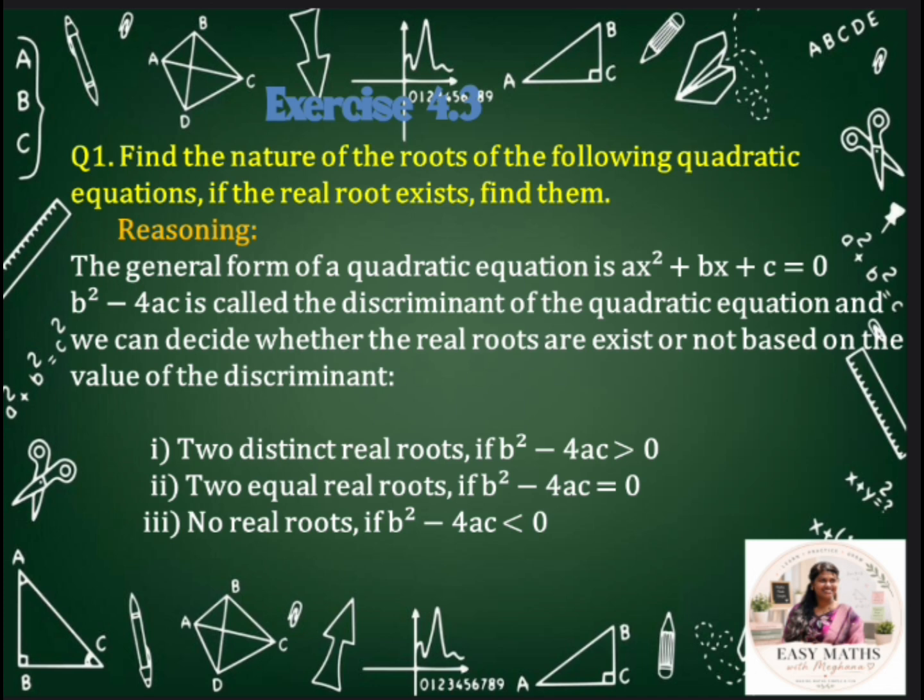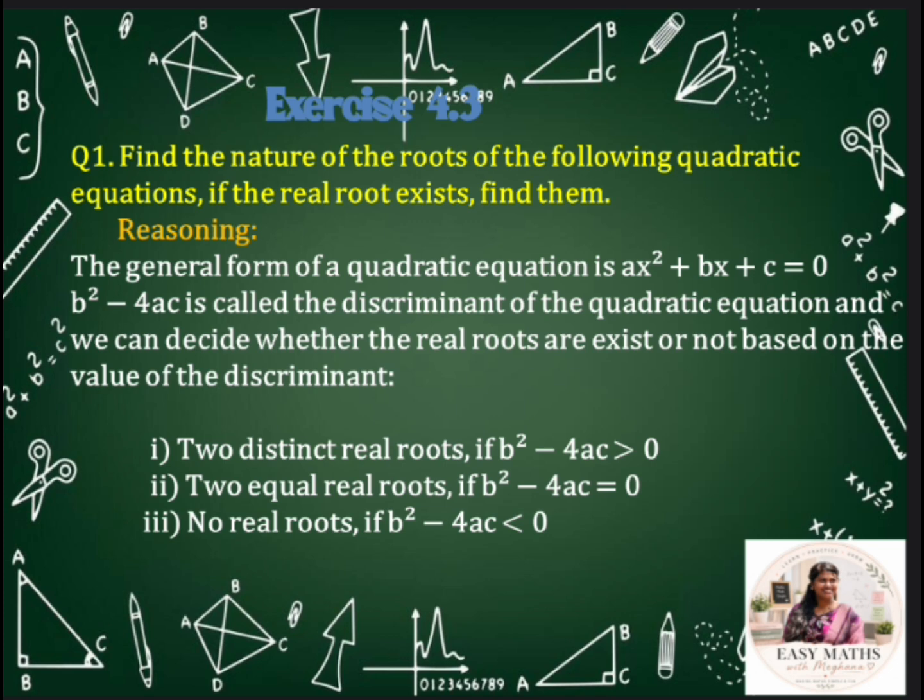Let us continue with exercise 4.3. Find the nature of the roots of the following quadratic equations. If real roots exist, find them. So here we have three different problems. Here we have to use the formula b square minus 4ac. After that, whatever answer we get, whether it is greater than 0, equal to 0 or less than 0, we have to write the nature of the quadratic equation that I have mentioned here.